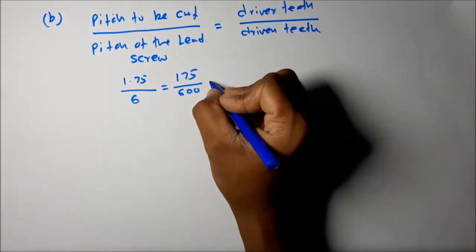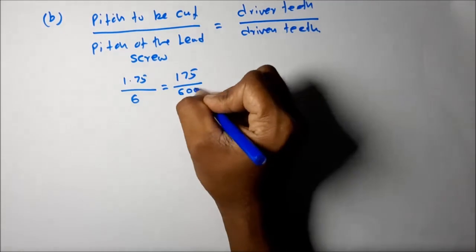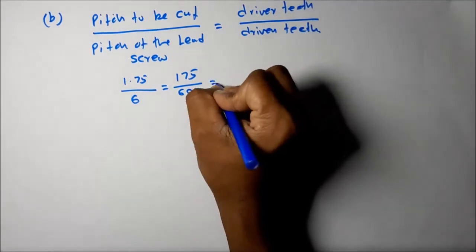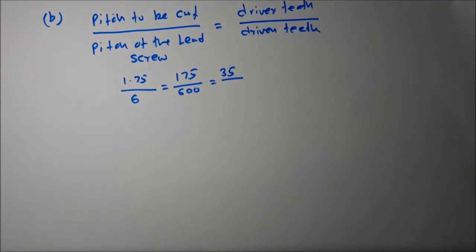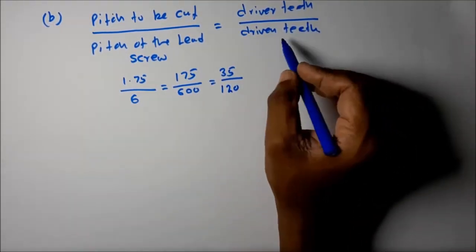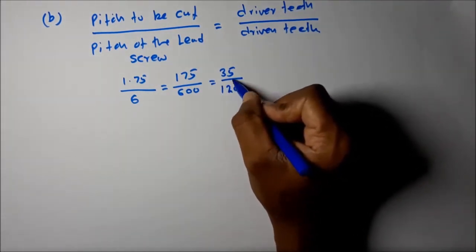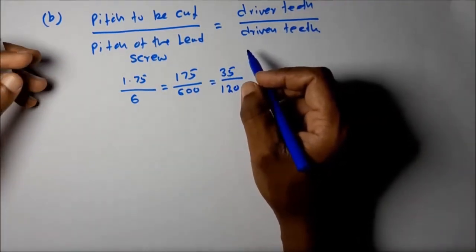Okay, no problem. So then if we divide the entire numerator and denominator by 5, what you are getting in the upper is 35. Then for this one, 120. Okay, 120. Then for the given gear wheel, if you take the 120, we have to select it for the driven gear wheel. Then the driver gear wheel, we have to take the 35.